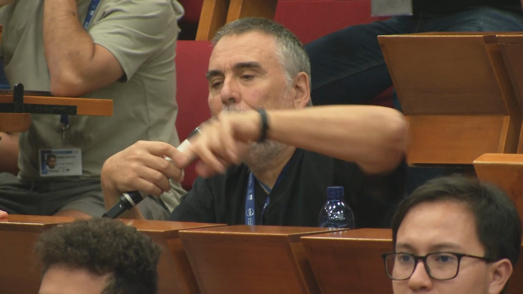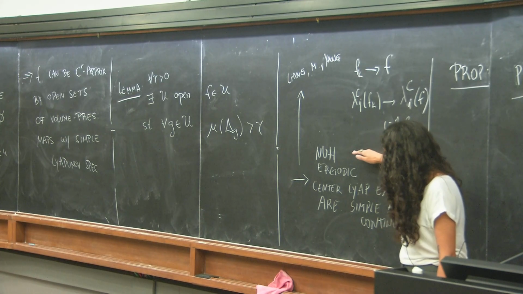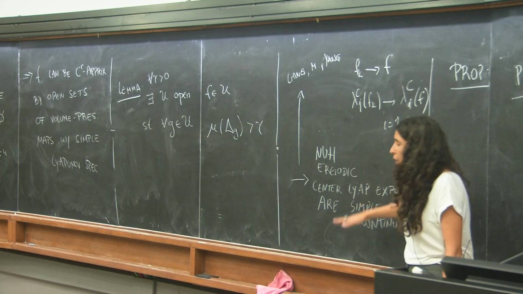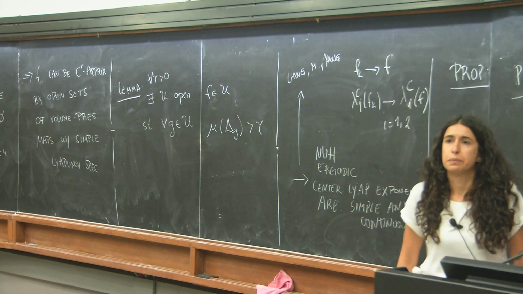And second, this result in the lemma is quite general, on very general hypotheses. No, the lemma about the Pesin blocks. What I need is hyperbolicity, ergodicity, and continuity of the center Lyapunov exponent. Thank you.